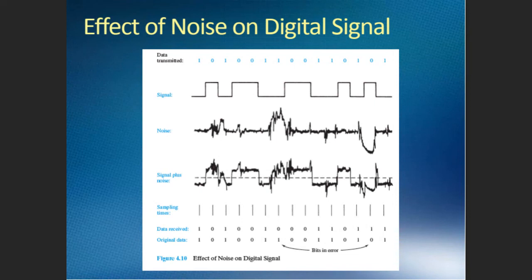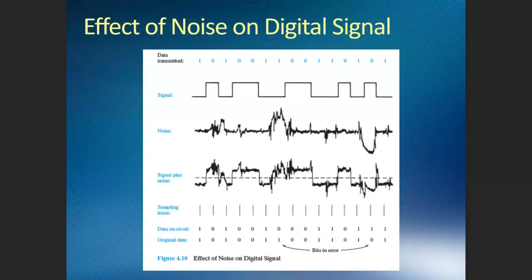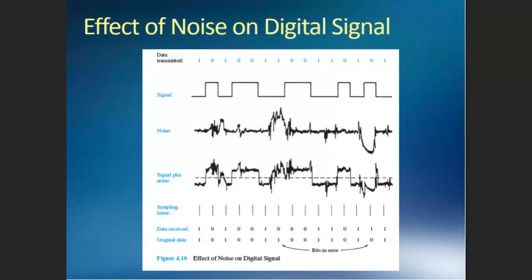So this is the timer or the clock. This is the data received, and this is the original data. My original data is 10100. Here I have some error. The original data was 0, but because of noise it became 1. So this is an error bit. Here I have another error. The original data was 0, but the data received is 1.